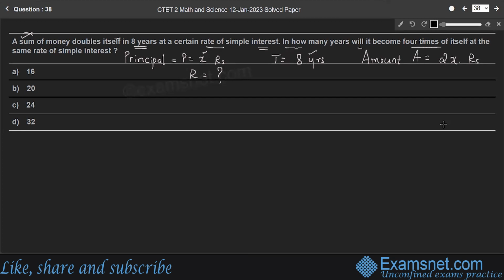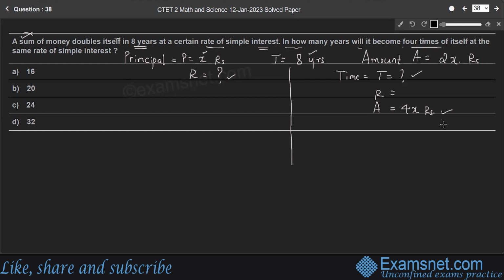Moving further, in how many years will it become 4 times of itself? That means in how many years it becomes 4x rupees at the same rate of interest. So first we need to find the rate of interest. In the second step, we have to find the time t, with the same rate, when the amount A becomes 4x rupees.